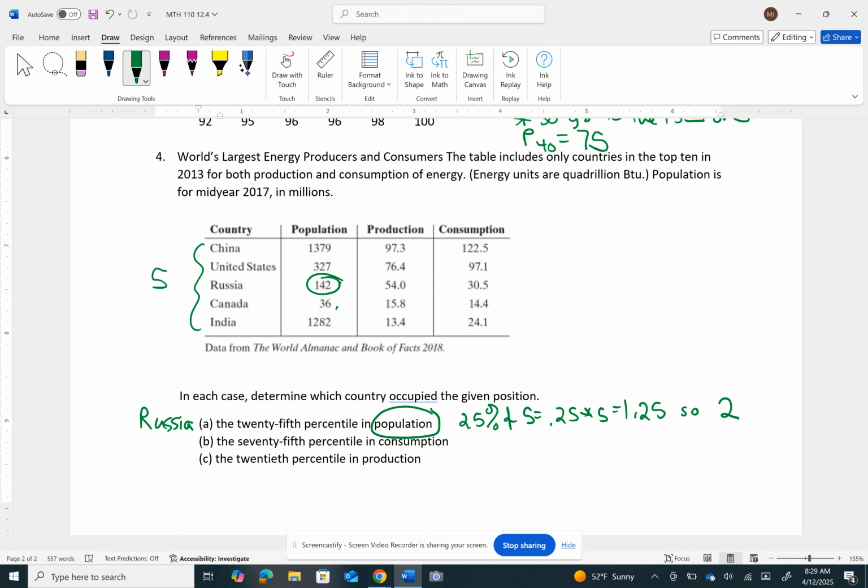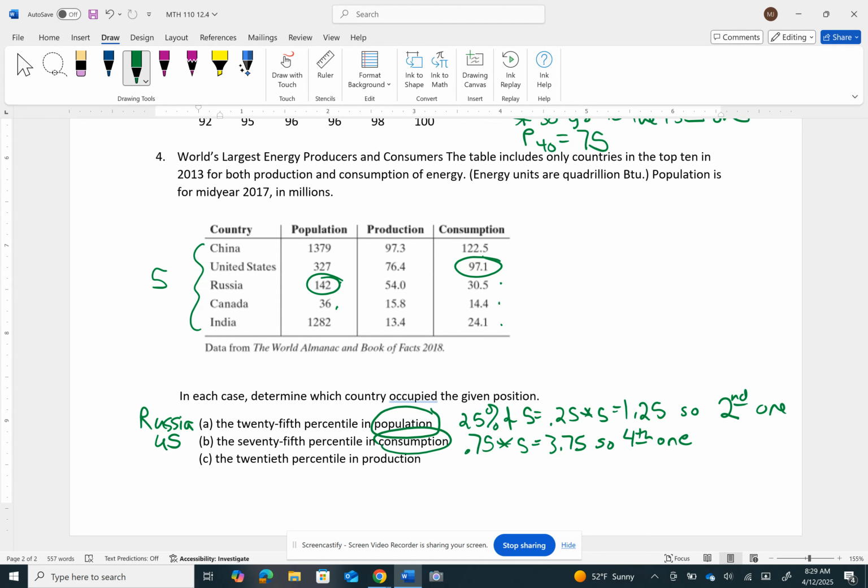Right here we want which country would be in the 75th percentile in terms of consumption. So we're going to do 0.75 times 5, and that gives us 3.75. So the 4th one. So that one was the second one. This one is the 4th one. Next whole number. Okay, and we've got to go to the consumption table and count up. This would be 1, 2, 3. That would be the 4th one. And so that one would be the US.